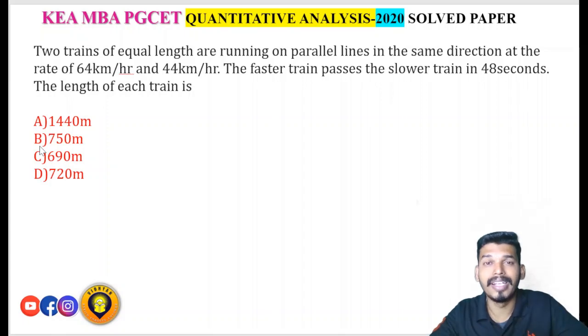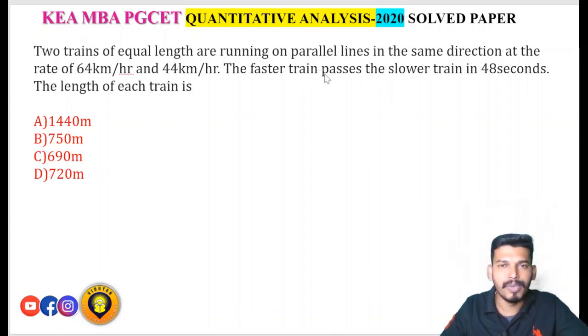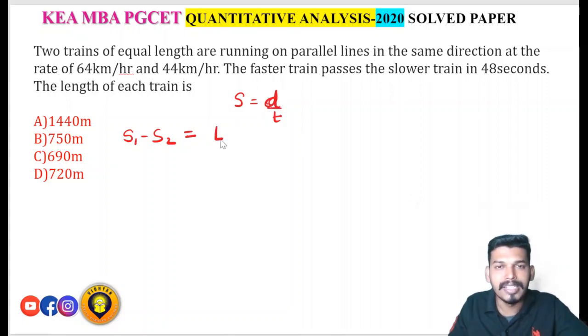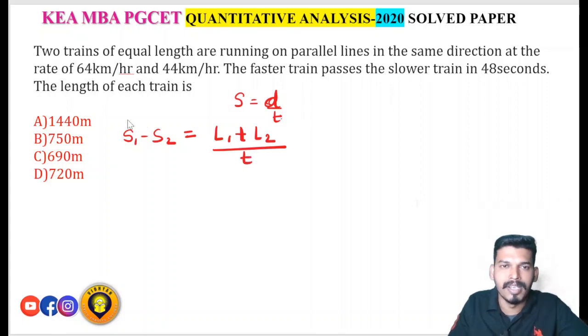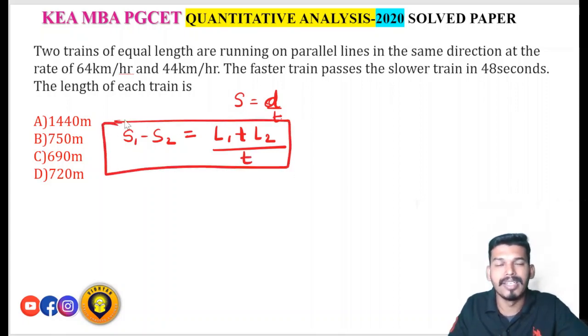It comes in the concept called relative speed. In relative speed there are two types, one when they go in the same direction, another when they come in opposite directions, okay? So in this question two trains are running in the same direction, so what will be the formula for this in the relative speed concept? See, the speed formula everyone knows, speed is equal to distance over time, okay? So now, relative speed, since both the trains are moving in the same direction, the formula will be S1 minus S2, that is the difference between the two speeds, is equal to distance over time. Here the distance is the length of the two trains, L1 plus L2, divided by time taken. So this is the formula when the two trains are moving in the same direction.